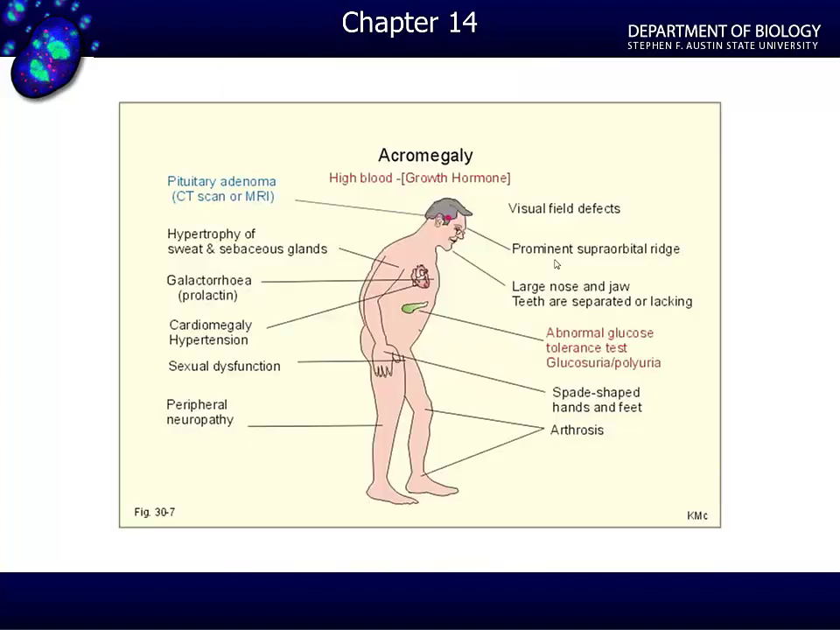However, with acromegaly, again, we have the unusually large hands and feet. They refer to this as spade-shaped hands and feet. We have the very long facial features, but we're going to have a lot of other problems too. We can also have cardiomegaly, which is going to lead to hypertension. We can have hypertrophy of sebaceous glands and sweat glands, abnormal glucose tolerance tests. There's a lot of indicators for acromegaly, but the physical characteristics are so distinct, you should be able to pick this up fairly quickly in a physical exam.